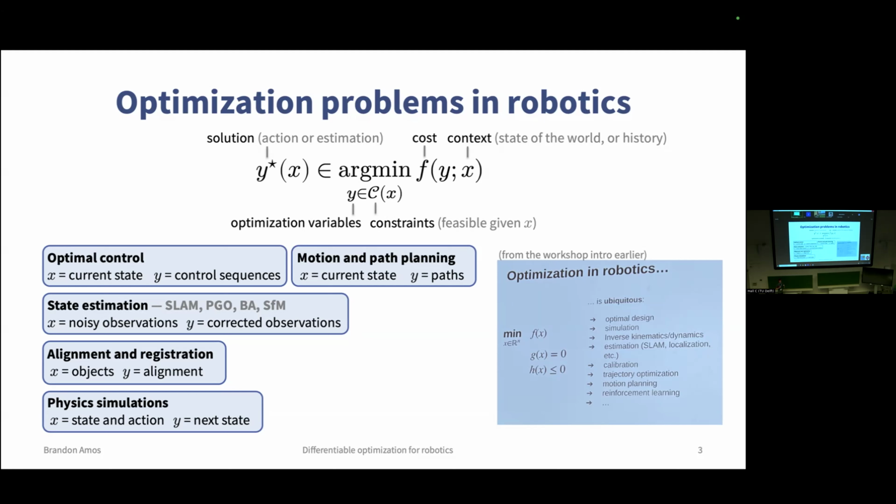For example, in optimal control, X here would be the current state of the system or some representation of it, and then Y is the control sequence. So now this Y star object that I'm writing is the policy that maps the state to the optimal action. And there are a lot of other settings where these repeatedly solved optimization problems come up.